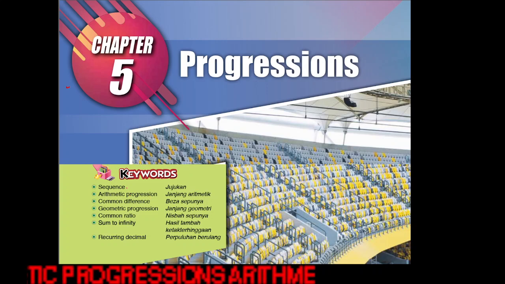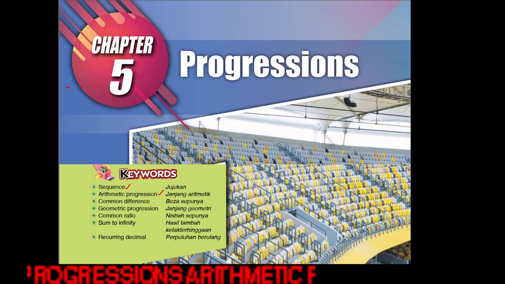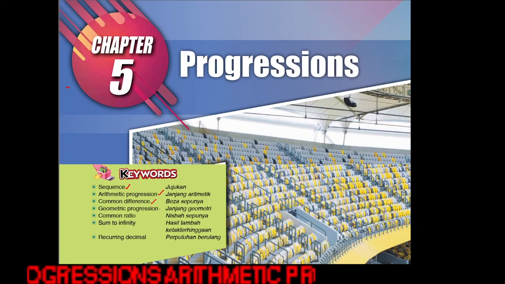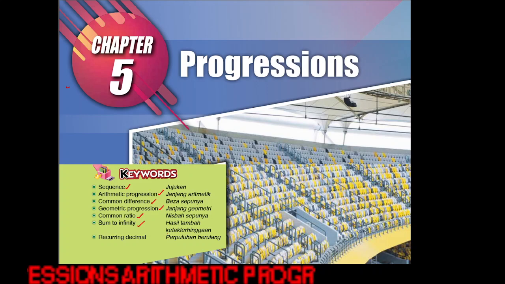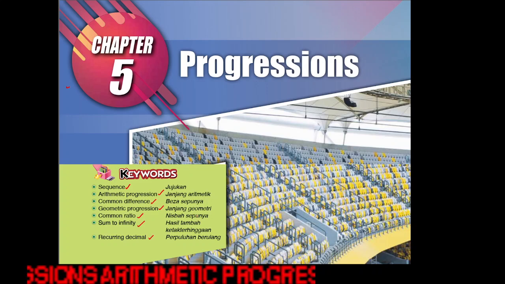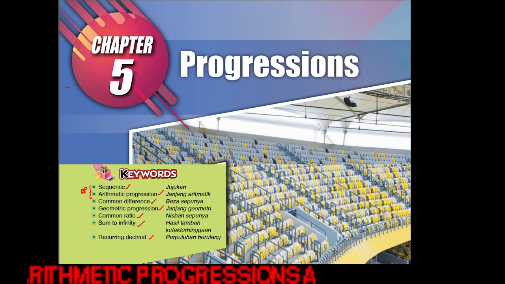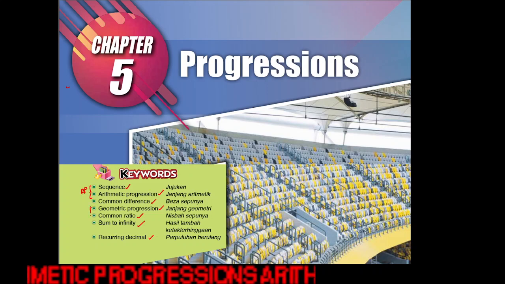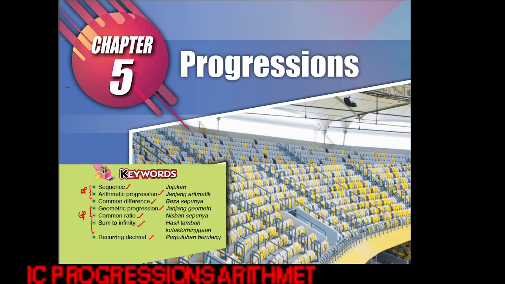Number 1, sequence. Number 2, arithmetic progression, common difference, geometric progression, common ratio, sum to infinity, and recurring decimal. Actually, there are two subtopics in this chapter, whereby we have arithmetic progression, whereby I will be using AP for short, and then we have geometric progression, whereby I'll be using GP for short.